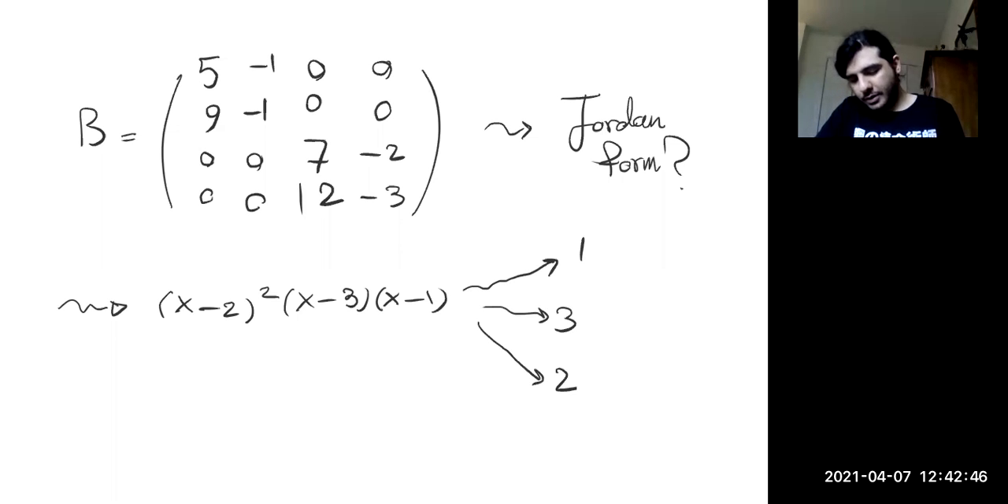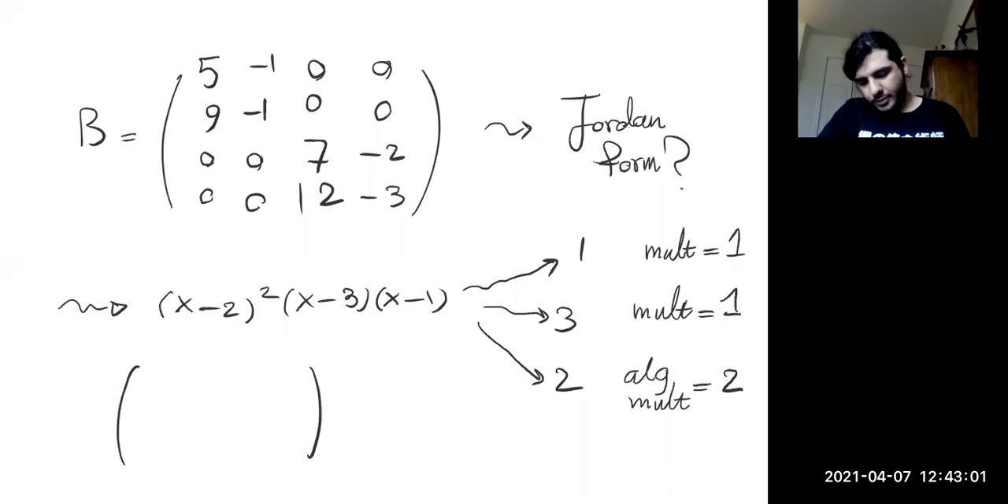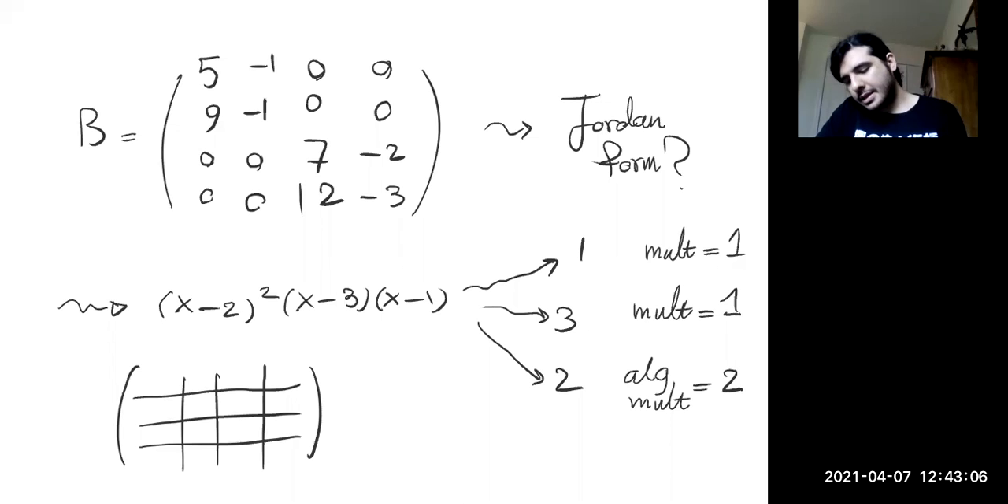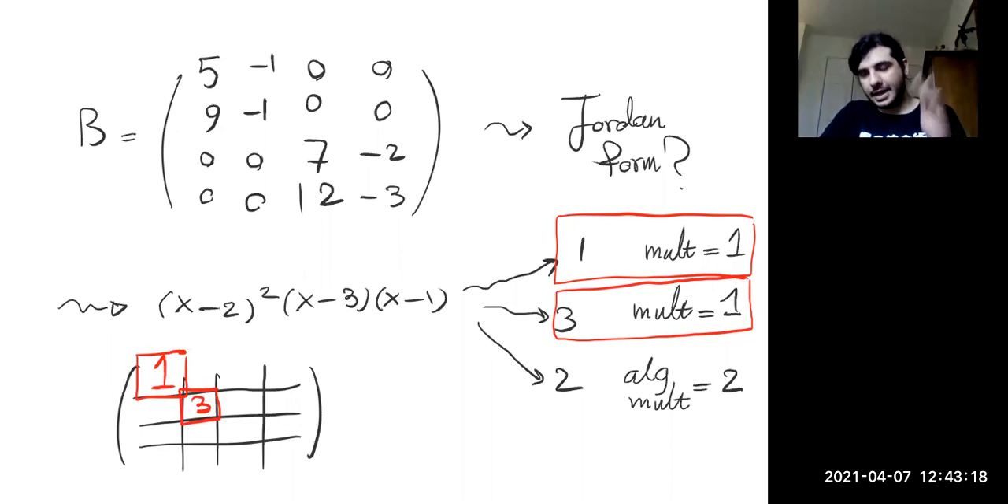For 1 and 3, the multiplicity, both geometric and algebraic, is equal to 1. For 2, the algebraic multiplicity is equal to 2. So if I form the Jordan form, it should be a 4 by 4 matrix, just like the original matrix. Because for 1 the multiplicity is 1, I would have a 1 by 1 block there, and that's it. Because for 3 the multiplicity is 1, I would have a 1 by 1 block there for 3, and that's it. And the rest is for 2.